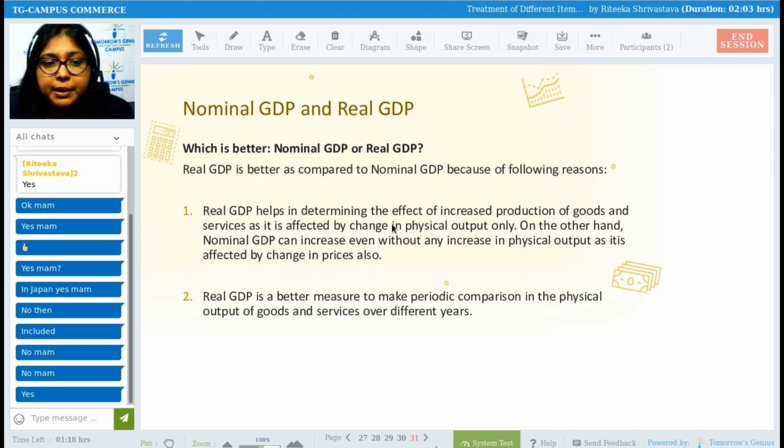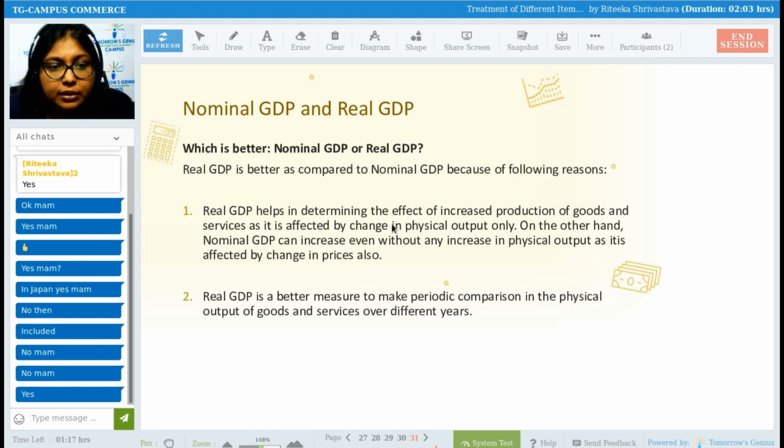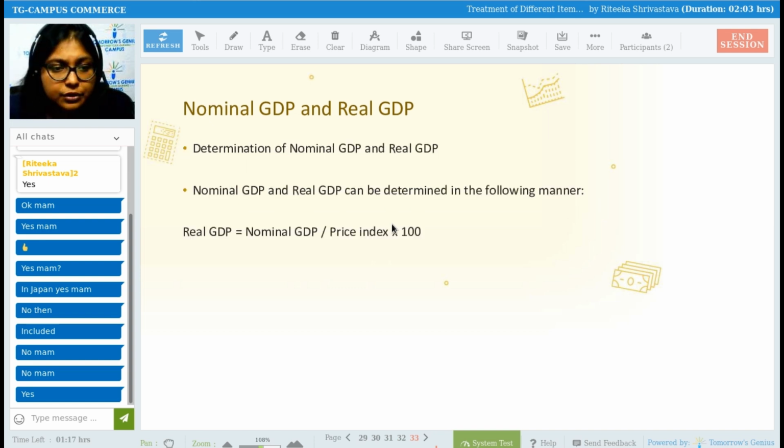So which is better, nominal or real? As I already said, real GDP is much better because it will give you a true picture. There will be no misguiding or anything. It will actually tell you how many products, how many goods, how much output you have produced in that particular year. So real GDP is much better as compared to nominal GDP.